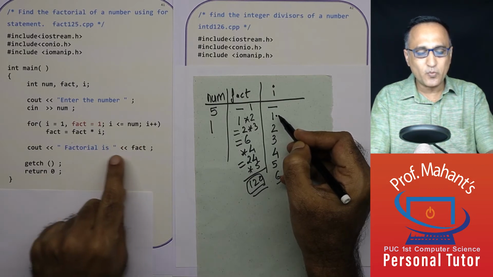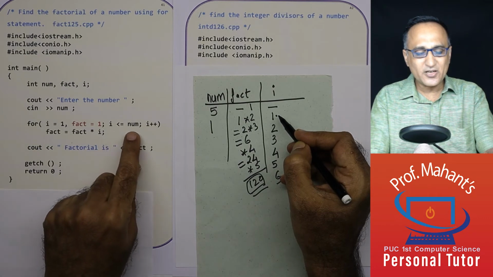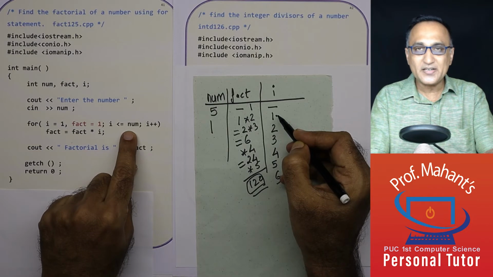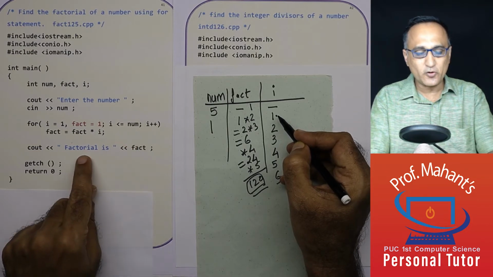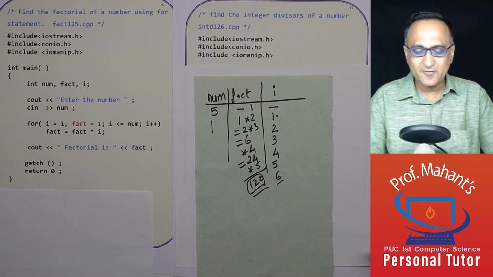No. So factorial of 1 is 1. If I enter 0, is 1 less than or equal to 0? It is false. So straight away factorial of 0 is also 1. So this is how you go about calculating the factorial.